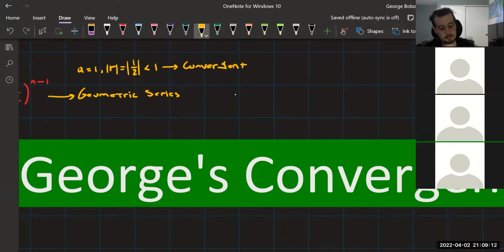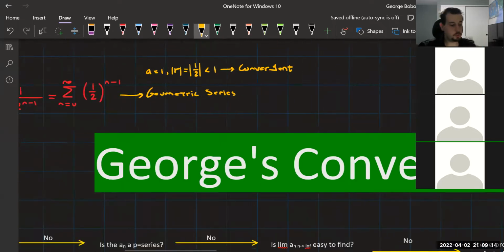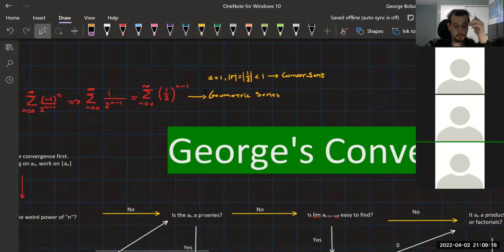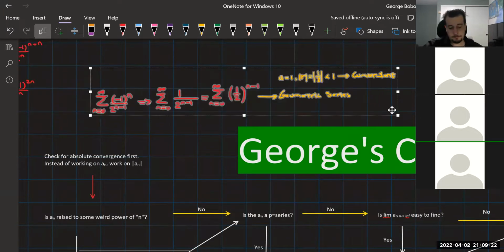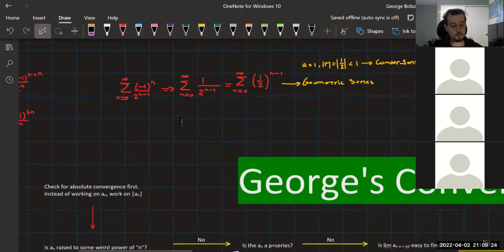Maybe that's the one thing I haven't added on my little sheet here. I have not added geometric series because I haven't encountered one. But, you know, first time for everything. So that's what's going on over here.